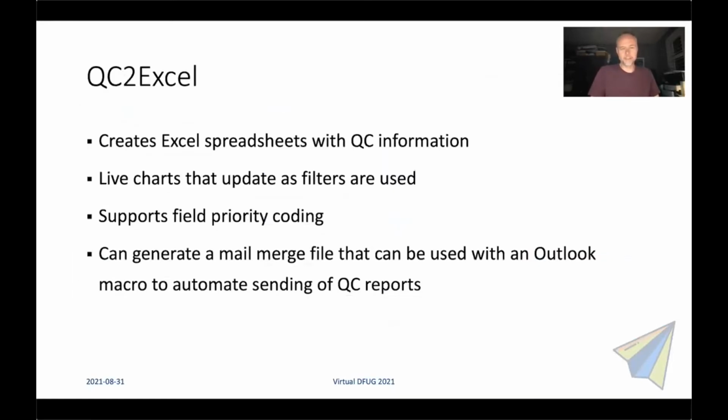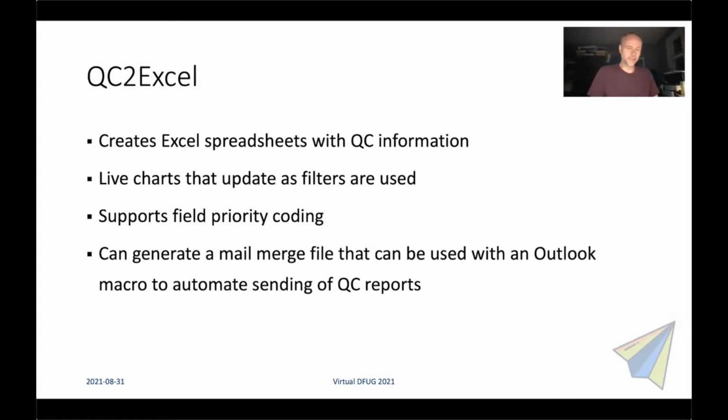QC to Excel is a program that generates Excel spreadsheets that have QC information. So this can be one spreadsheet that has all your QCs in them, or one spreadsheet per site that has their QC information in it. There are live charts that update automatically as the Excel filters are used. So if you're interested in seeing what are the QCs that are on plate 1, then once you filter for plate 1, the charts will update as well.